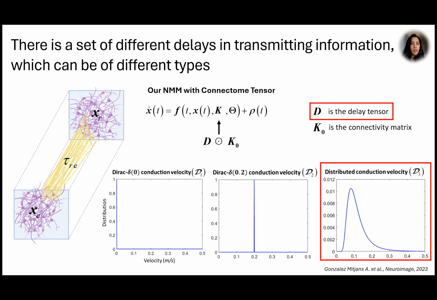I implemented a brand new type of realistic conduction delay. For that, three types of delay tensors were explored, given by instantaneous, synchronized, and distributed delay tensors. I want to highlight that other delay tensor models are possible and easy to incorporate into this framework.